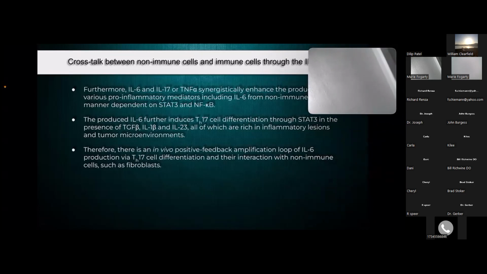Anyways, therefore, there is an in vivo positive feedback amplification loop of interleukin 6 production via Th17 differentiation and their interaction with non-immune cells such as fibroblasts. So now the fibroblasts are being affected by this loop, and suddenly the fibroblasts are playing for the cancer team.